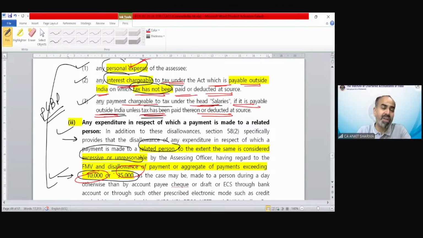There was a provision under PGBP also that if you are making payment to any specified person, who is your relative, etc., and if it is exceeding the FMV in the opinion of the AO, the excess would be disallowed. You can see this provision also here. If you are paying to a related person and it is in excess of FMV, then that excess is going to be disallowed. And this is regarding the cash payment also.